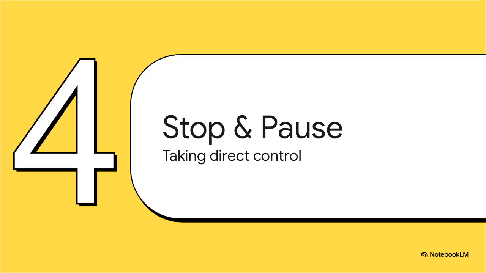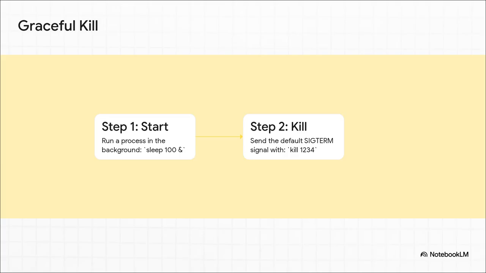Okay, enough theory. Let's put these signals into practice. It's time to get our hands dirty and see how to take direct control of a running application. Here's a super simple lab you can try yourself. First, just type sleep 100 and & in your terminal. That ampersand at the end tells it to run in the background. The shell will immediately spit back a number.